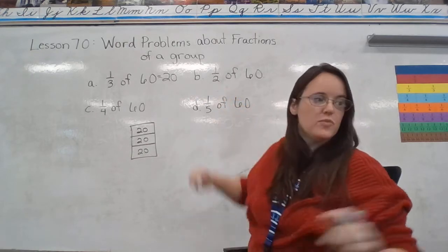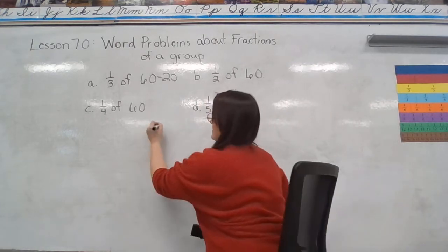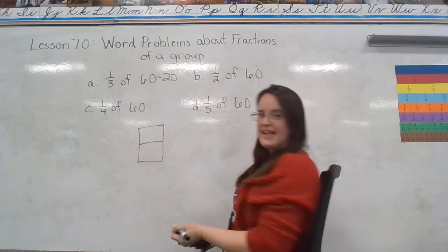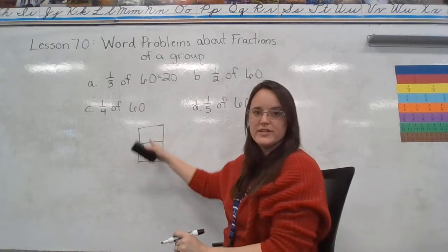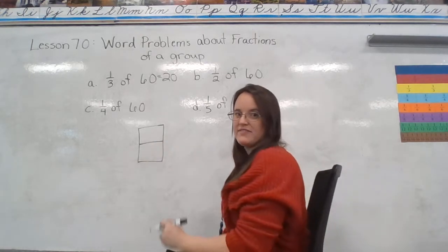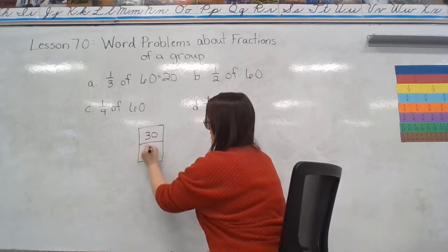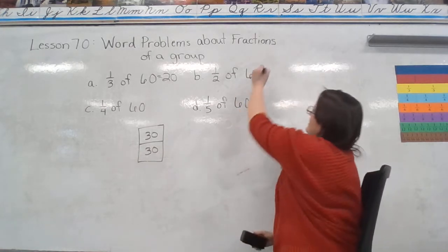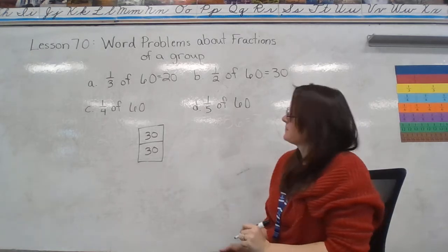Now we're going to do 1/2 of 60. So another diagram, but this one gets split in half. And if I have 60, how many are going to go in each half if I have to split that up evenly? That should be 30, so 1/2 is equal to 30.